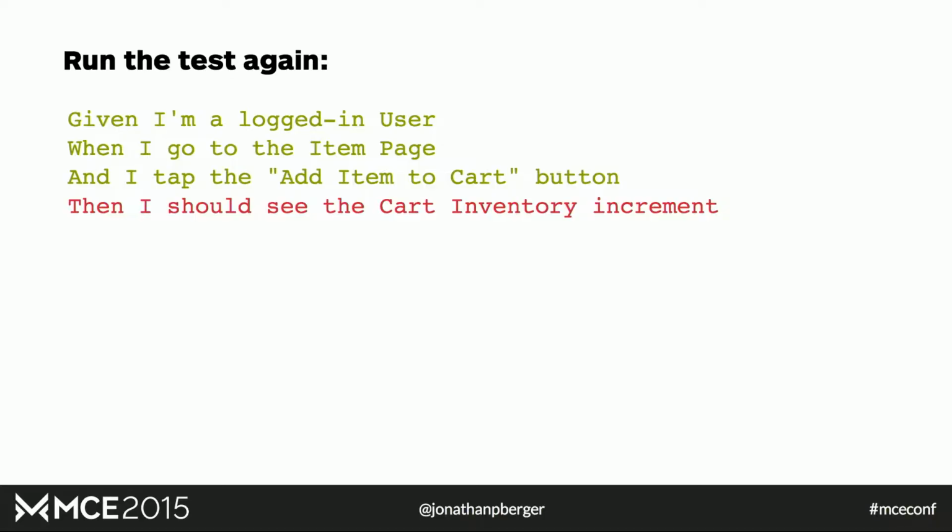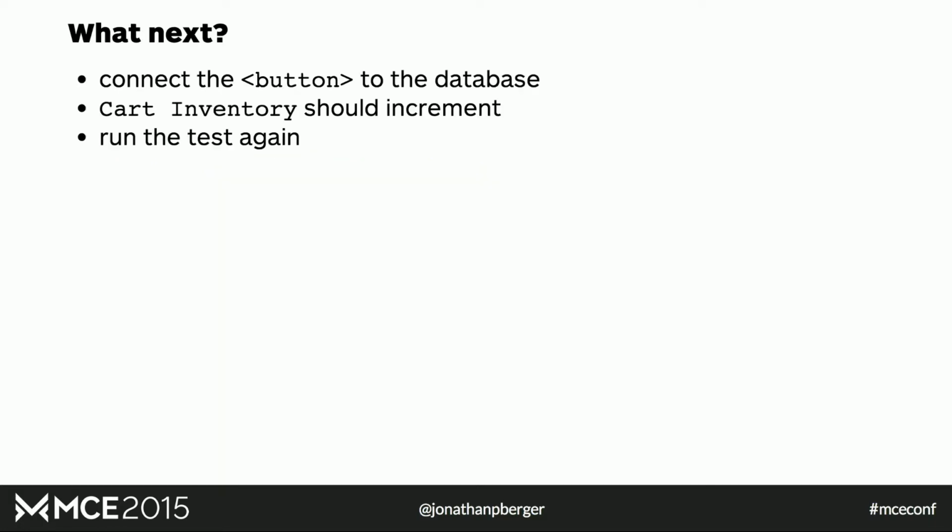So we run it again. Given a logged in user, good. When I go to the item page, good. And I tap Add Item to Cart, good. That one passes now. So the next one fails. Then I should see the cart inventory increment. Great. Now it's time to take that button, connect it to the database, do all the business logic and all the engineering that we're going to need to do. We'll see that cart inventory increment, and we'll run the test again.